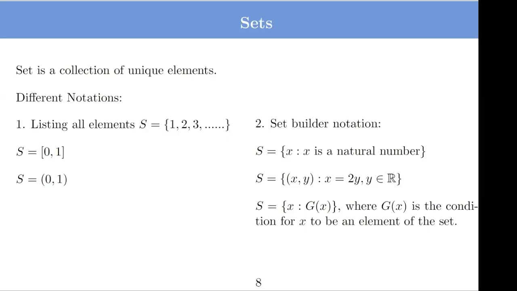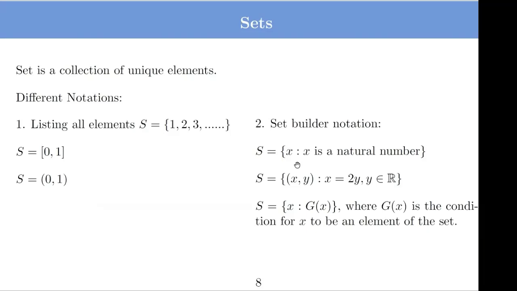It can also have infinite elements, like the set of all positive integers, that will be {1, 2, 3, ...}. Writing S equal to [0, 1] in the square bracket means it is a closed set containing all the real numbers between 0 and 1, including 0 and 1. And S equal to (0, 1) in the open parenthesis means it's again an open set containing all the real numbers between 0 and 1, but does not contain 0 and 1.